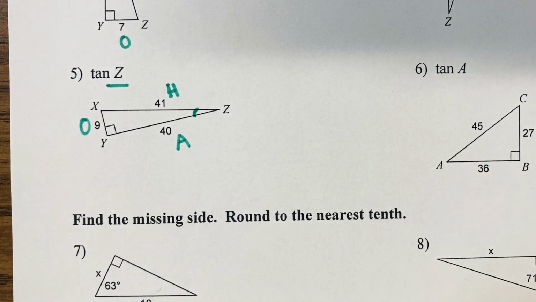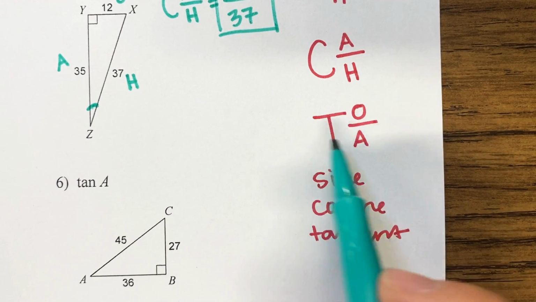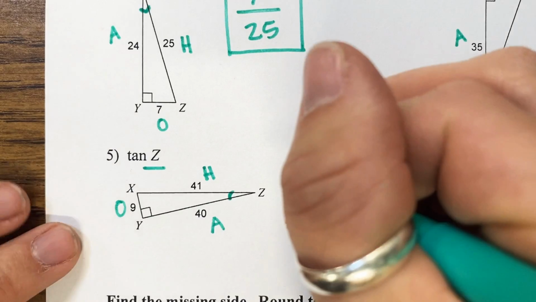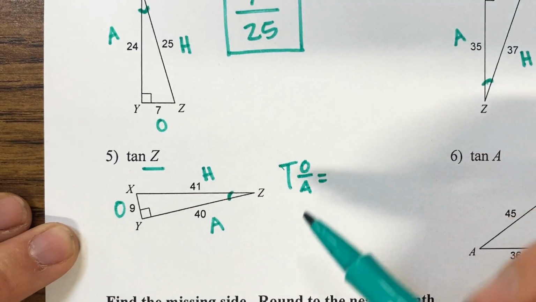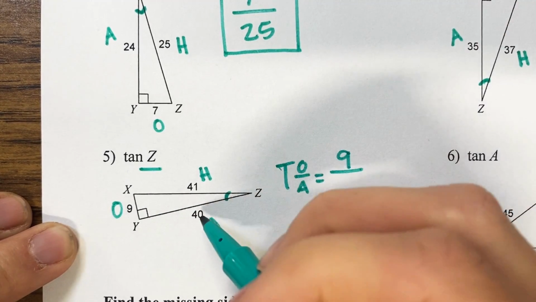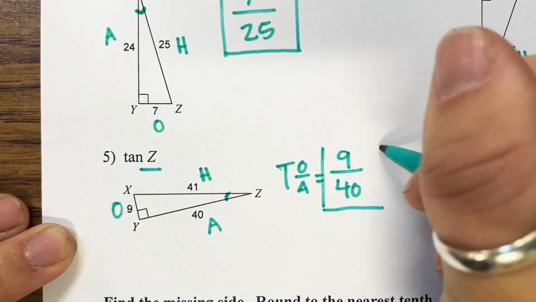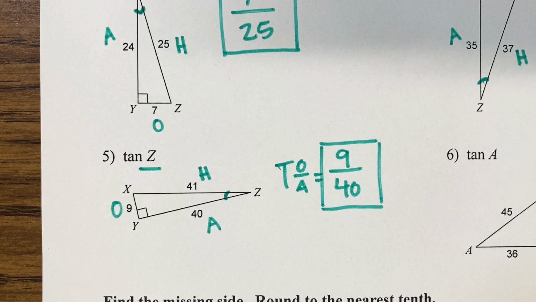Which two sides do we need with tangent? It starts with a T, so TOA. We need opposite over adjacent. So we need opposite, 9, over adjacent, 40. And there's our trigonometric ratio.